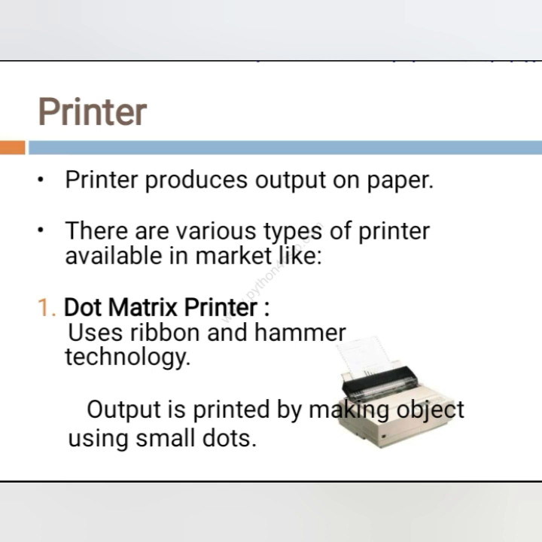And another output device, printer. Printer produces output on paper. There are various types of printers available in the market like dot matrix printer. What dot matrix printer is doing? It is printing by making object using small dots.